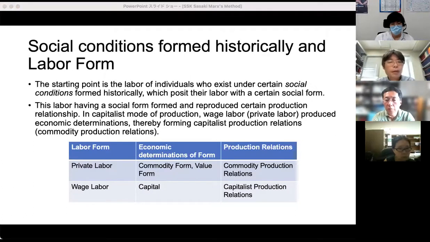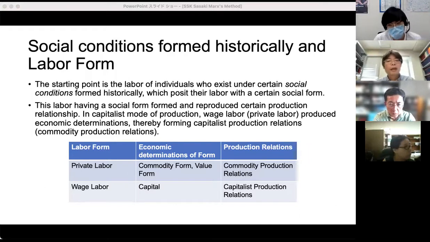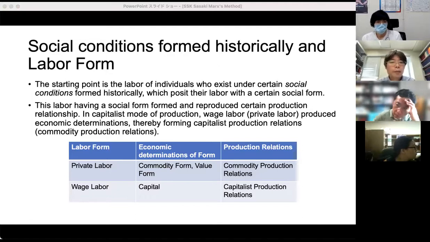First, why does labor have a social form? This is because laboring individuals exist under certain social conditions. The starting point is the labor of individuals who exist under certain social conditions formed historically. These social conditions posit their labor with a certain social form. And this labor having a social form forms and reproduces a certain production relationship.